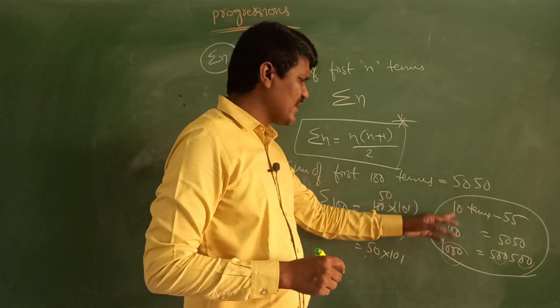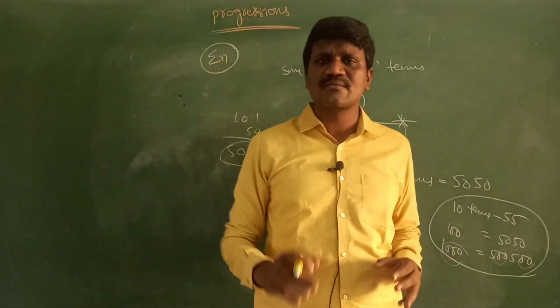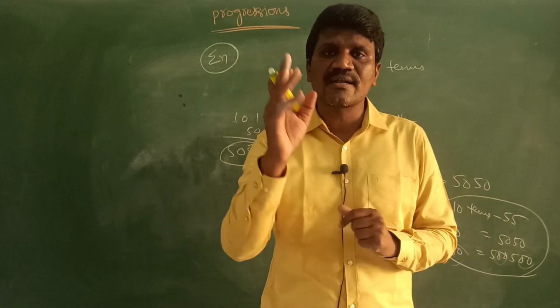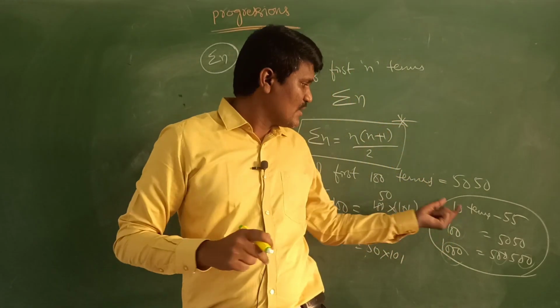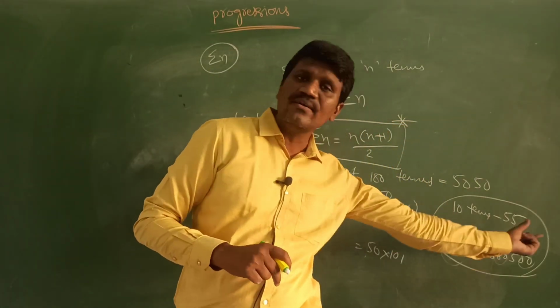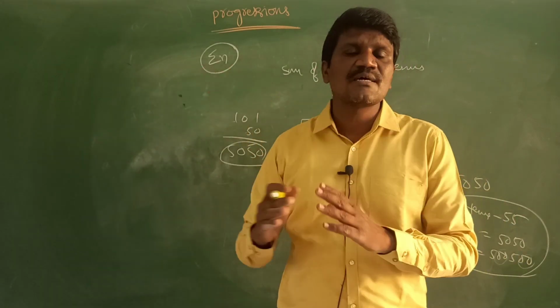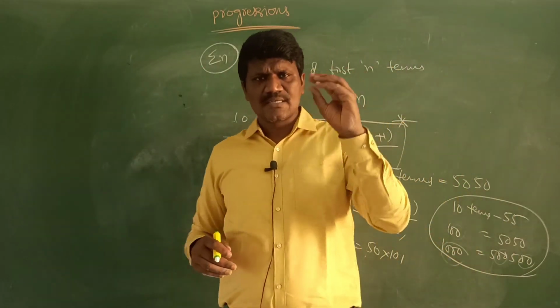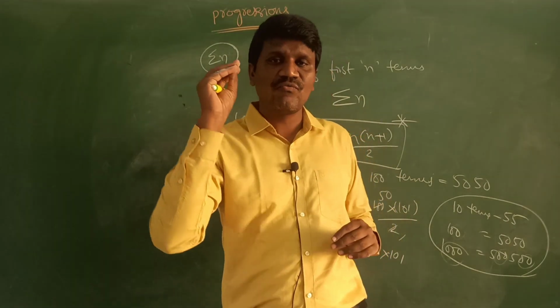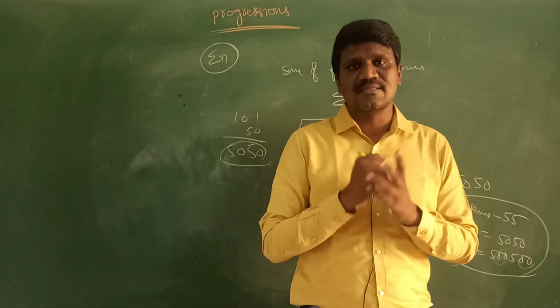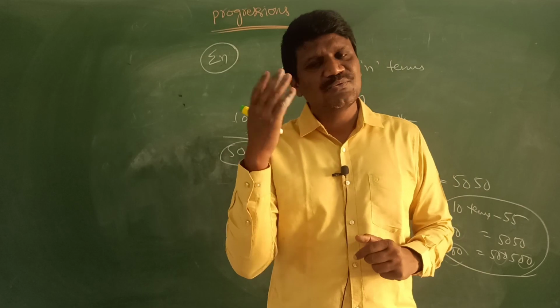So you can remember directly, instead of solving all this: sum of first 10 terms is 55, sum of first 100 terms is 5050, sum of first 1000 terms is 500500. Okay students, so this is about the main concepts of arithmetic progression. Solve problems based on this. You will get 4 to 5 questions based on this. Okay students, thank you very much.